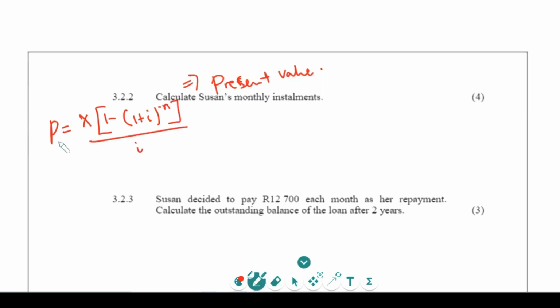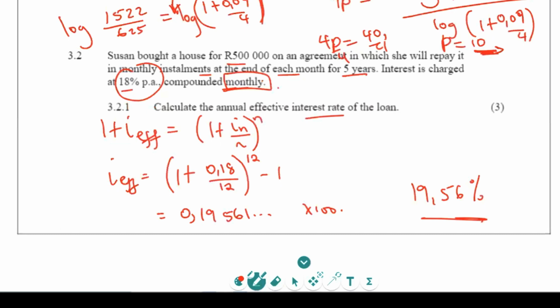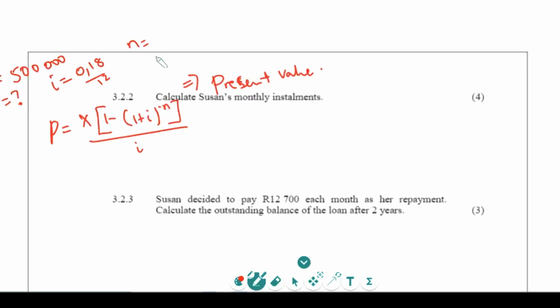From this formula, we know our present value. That is the amount that Susan needs to pay up, the 500,000, which is the value of the house. X is what we need. Our i, we can use the 18%, which is 0.18 divided by 12. And then our n, the number of years, they told us Susan is taking how long, guys? Is it 5 years? Yes, 5 years. So it's going to be 5 times 12, and that's 60 periods.